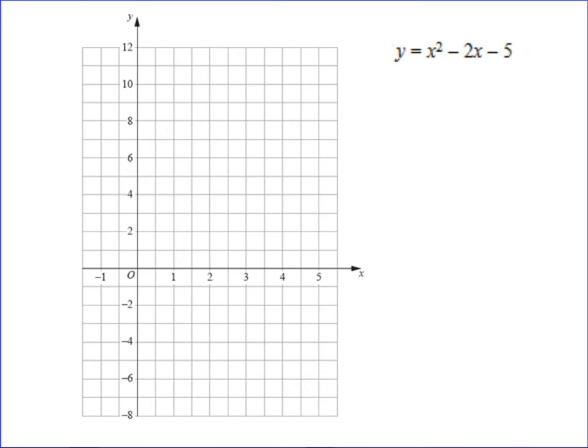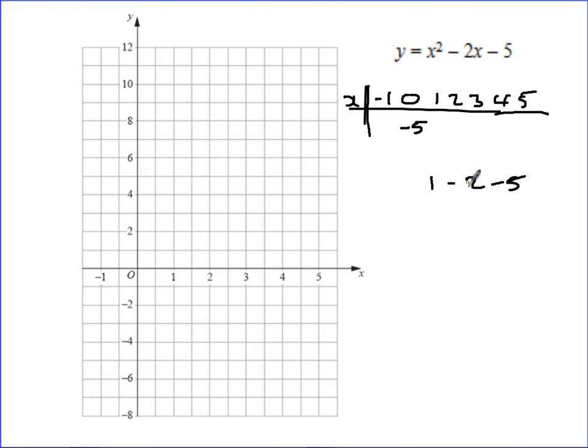Question 12 asks us to draw this between -1 and 5. So my advice on this is to create your own little table of values. -1, 0, 1, 2, 3, 4 and 5. And start with 0. If you put 0 in, you're basically putting nothing on those two x's. So you're just left with -5. 1 goes in, well 1 squared is 1. Take away 2 lots of 1, which is -2, and then take away 5. So 1 minus 2 is -1, minus 5 again is -6.